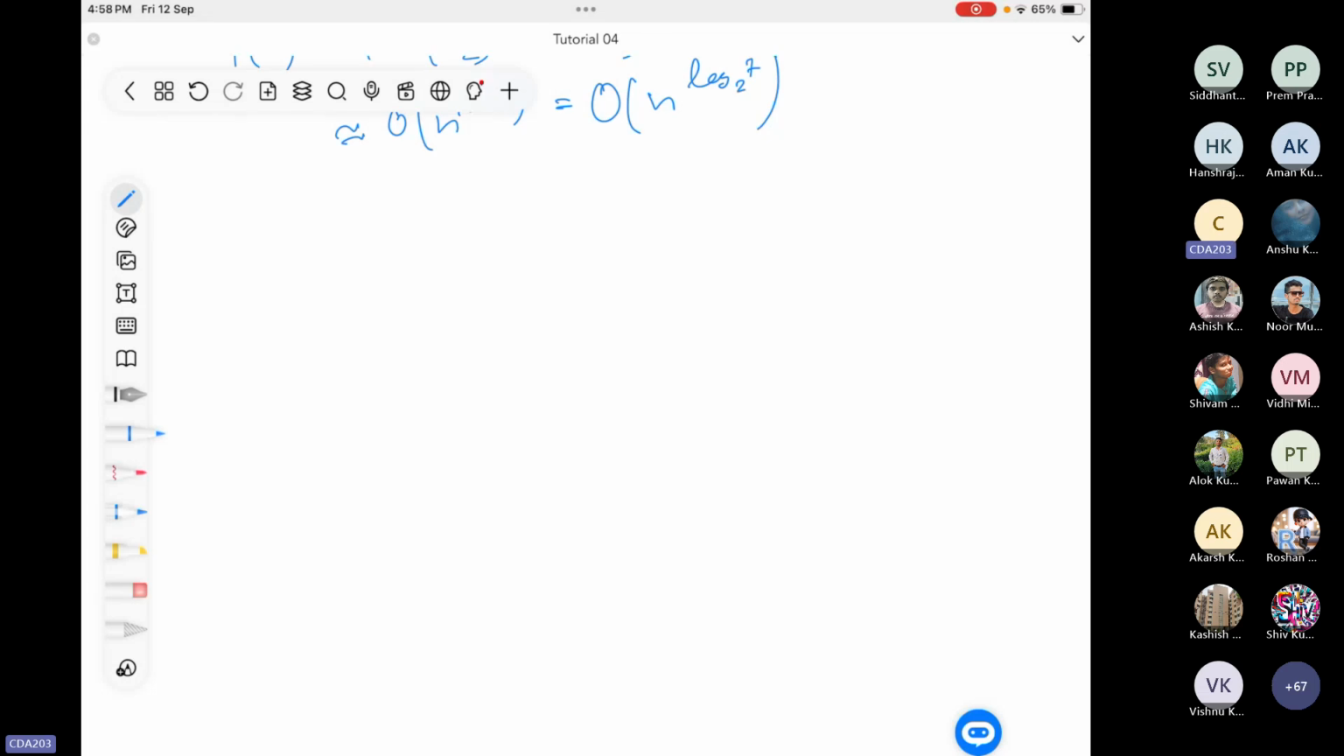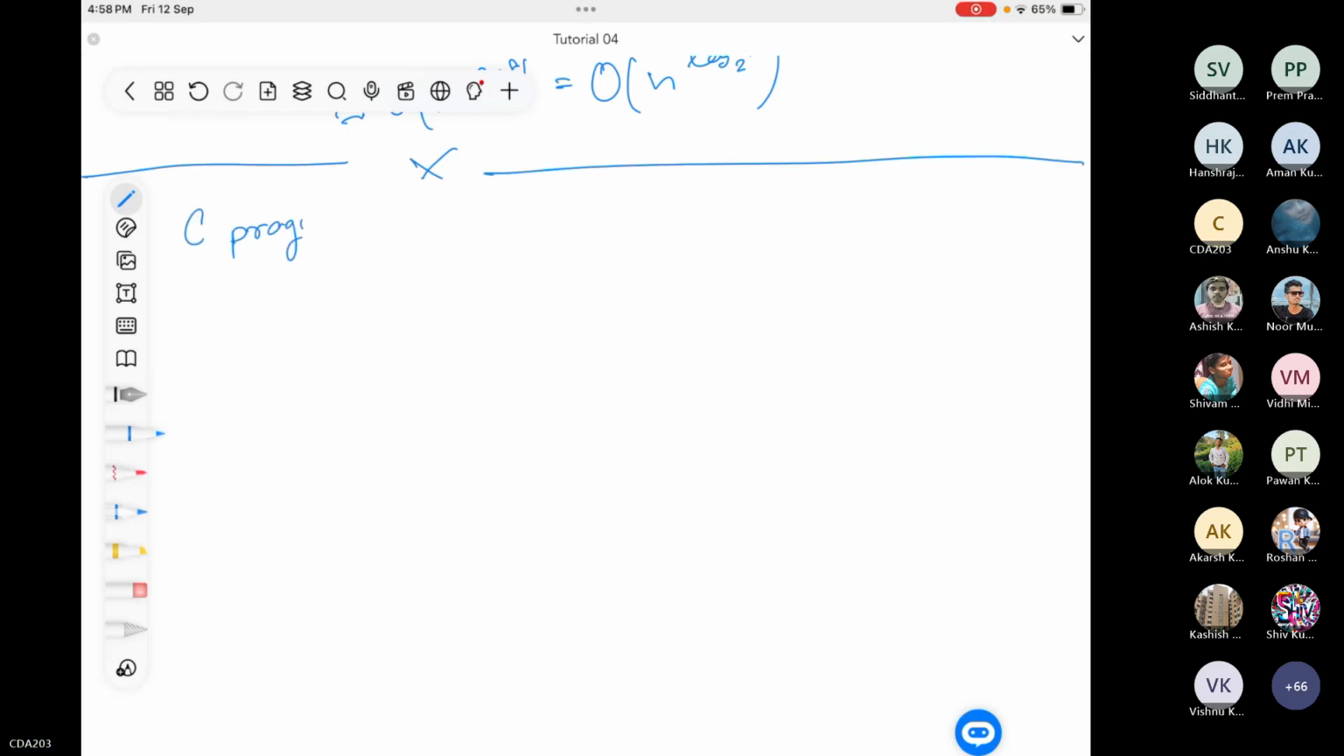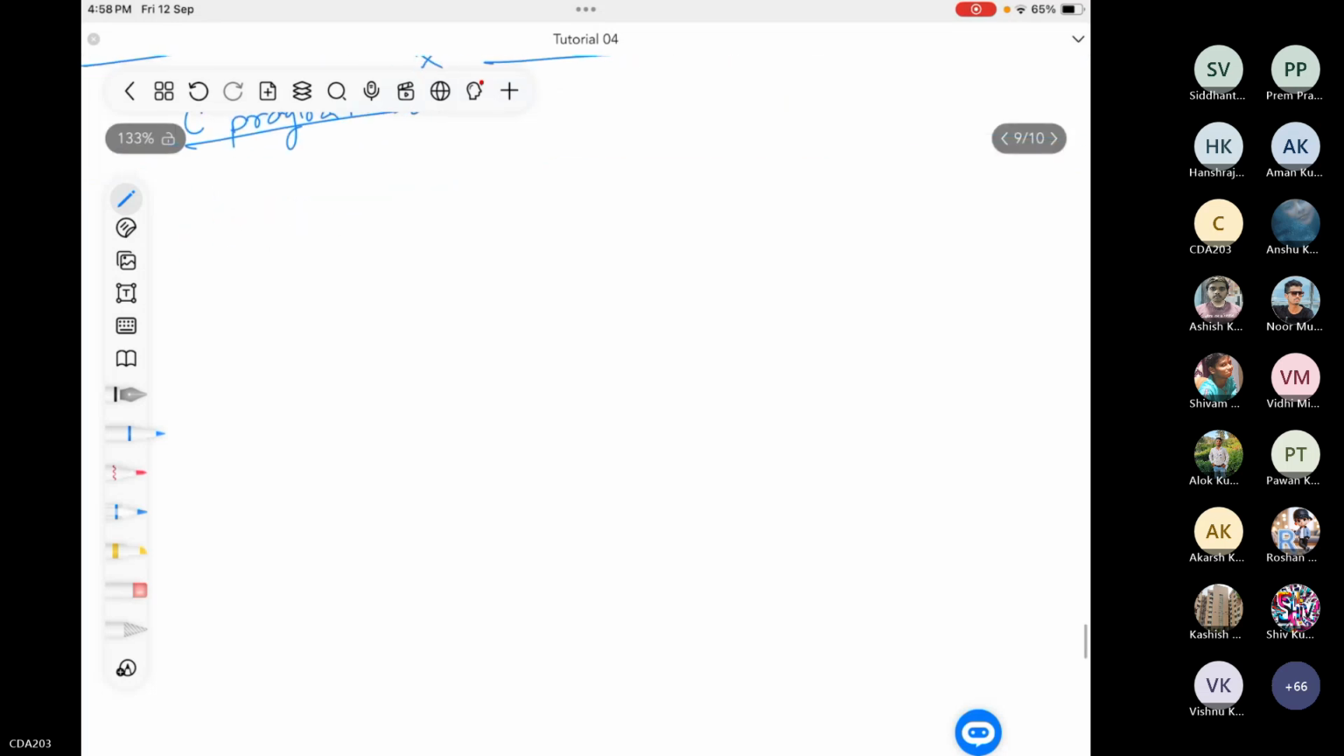So let's start. The first thing I want to discuss is strings in C. How many of you are aware of this thing called strings? You don't know about strings?